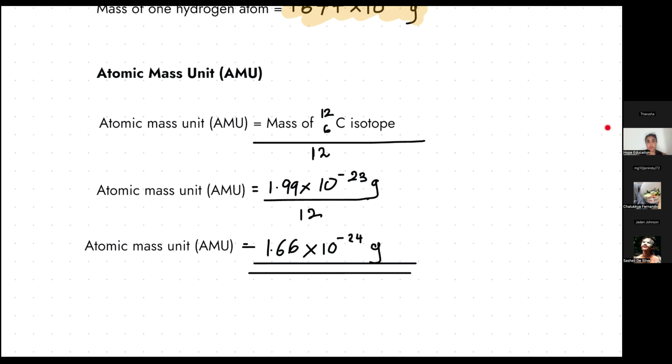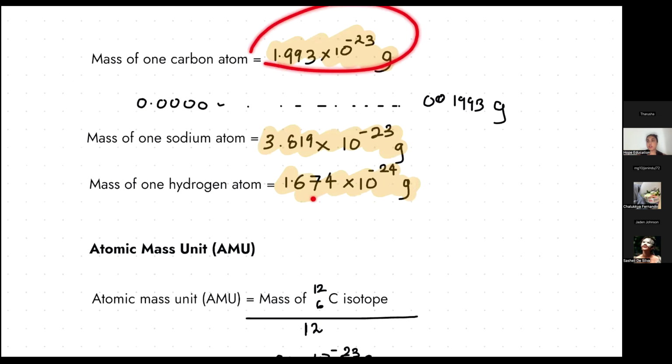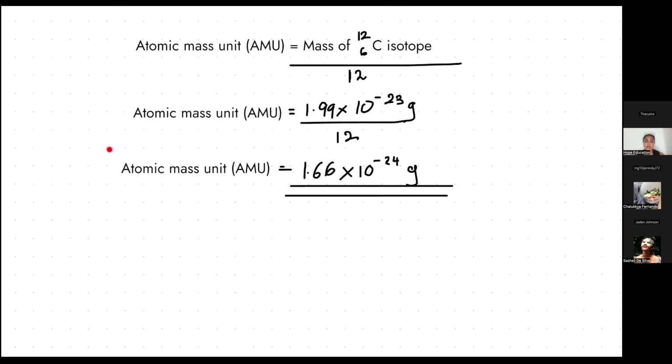This is the first time you are hearing this unit, so you don't know anything. To make it easy to understand, I say atomic mass unit is you take the mass of a carbon atom and you divide it. Forget the carbon-12 isotope for now. You take the mass of a carbon atom and divide it by 12. The mass of a carbon atom is 1.99 into 10 to the power minus 23 grams, and I divide it by 12. I get 1.66 into 10 to the power minus 24 grams, and this is the value of one atomic mass unit.